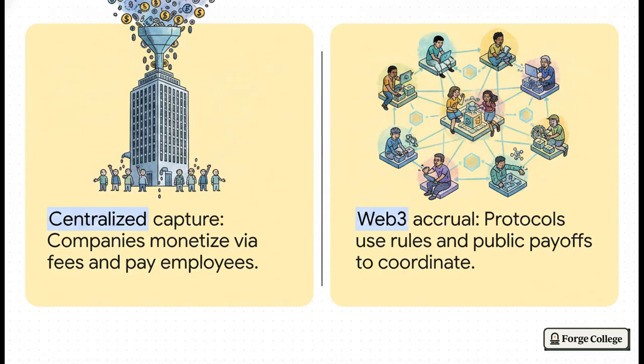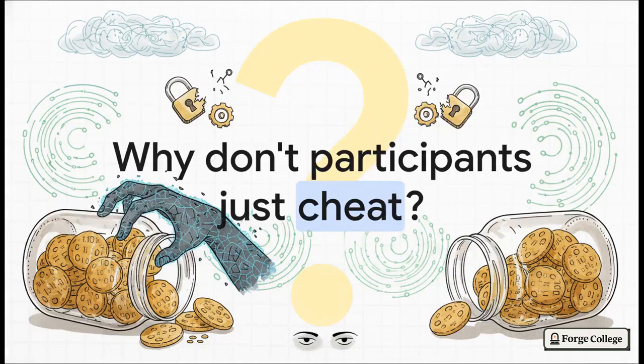But over on the right side in Web3, we don't have a traditional payroll. We have decentralized ledgers. So instead of a boss handing out salaries every 2 weeks, these protocols use hard-coded rules and public payoffs to coordinate everyone. The value flows directly to the active participants, the folks actually providing the services, validating the transactions, and building the network. But whenever you're relying on the open internet to get stuff done, with literally no manager looking over anyone's shoulder, you kind of have to ask the obvious question.